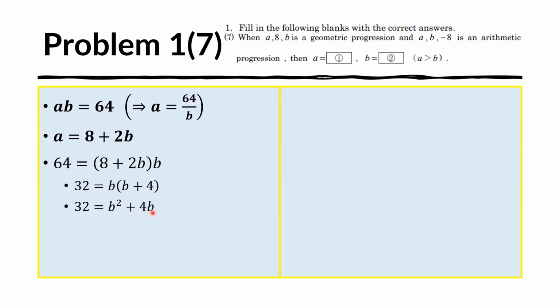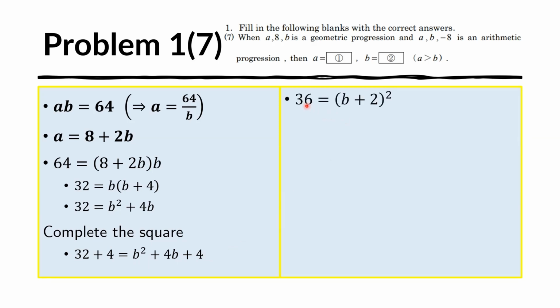Now we notice that we can actually complete the square here very easily by adding 4. So let's do that. If we add 4 to both sides, we get this expression on this side and this expression on this side. And what we're trying to find is b. So if we continue, we get 36 on this side. We get b plus 2 squared on this side. Again, this is a perfect square. That's why we get this b plus 2. And now we can just get the square root of both sides.